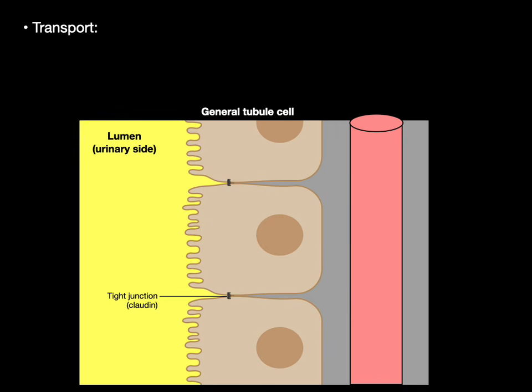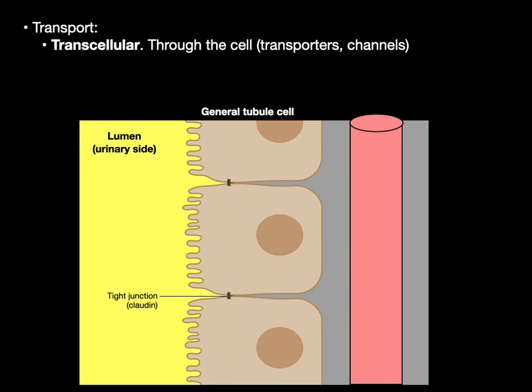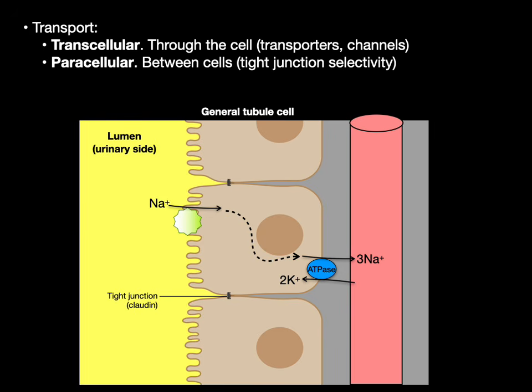Now, transcellular transport means through the cell, like a transporter or channel. So there's sodium going in, down its gradient, and then it goes to the sodium-potassium ATPase that pumps sodium out of the cell. Paracellular means something goes between the cells, depending on how tight or permeable that tight junction is. So, for example, water could diffuse from the tubular fluid side to the interstitium.